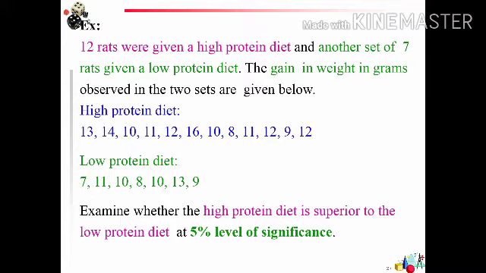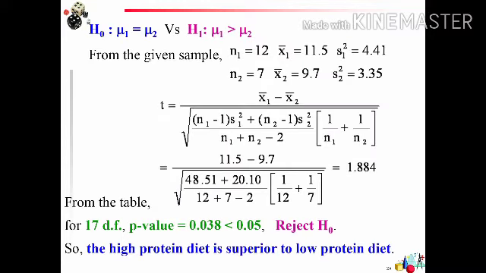So in that situation, what is H naught? The null hypothesis is that the mean weight gain in the two populations is equal, that is mu1 equal to mu2, against the alternative hypothesis H1 such that mu1 greater than mu2.